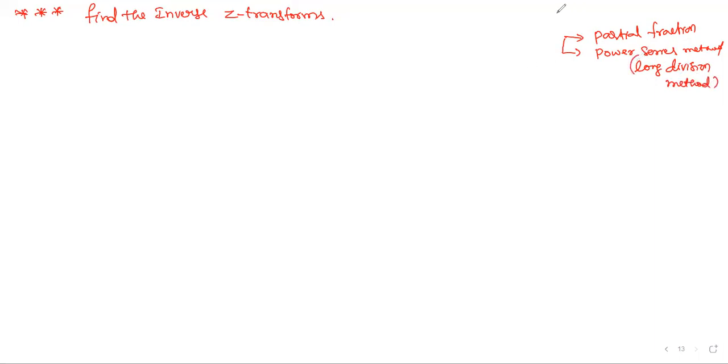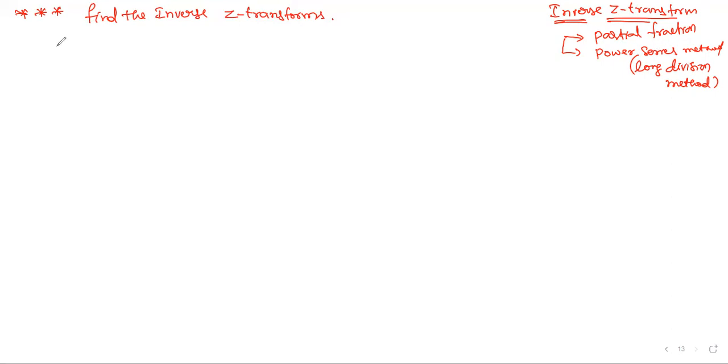Partial fraction method, inverse Z transform. This topic we will discuss in the next video, but this problem is very important. Whatever problem I am discussing now is important. This is a special case in the inverse Z transform. That's what I am discussing now.